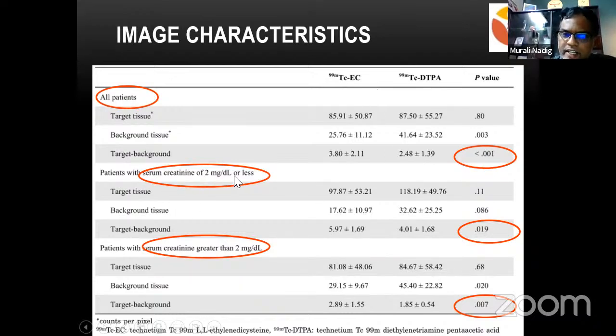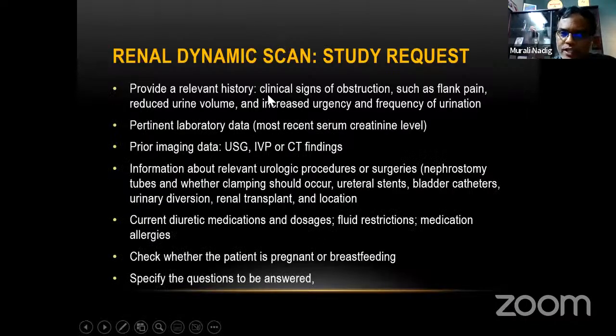Even when creatinine is less than 2 mg or more than 2, in all cases the kidney to background ratio is very high in the case of EC, then comes MAG3, and then comes DTPA. This is important because whenever you want to evaluate renal outflow in the background of impaired renal function, for example if the creatinine is 2 and above, you always insist on tubular secreting agents like EC.